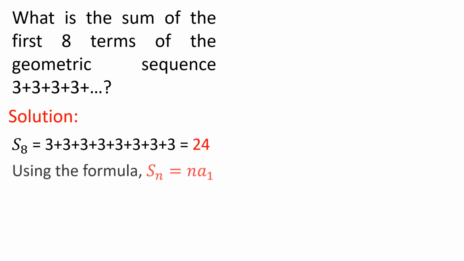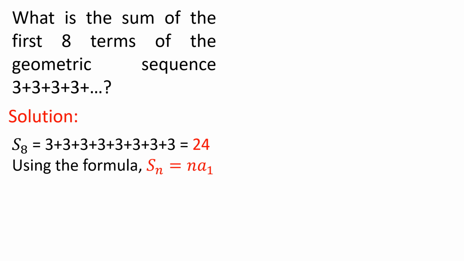So let us try using the formula which was introduced to us a while ago. Using the formula, S sub n is equal to n times a sub 1. So simply substitute the values. We have now the number of terms is 8 from our problem, and our first term, which is a sub 1, is equal to 3. So simply multiply the two and we have 8 times 3 is equal to 24. Therefore, our S sub 8 is equal to 24, and that is the same as our computation in the first solution.